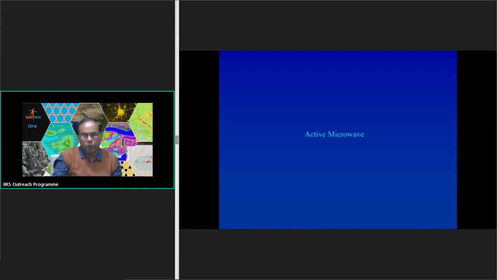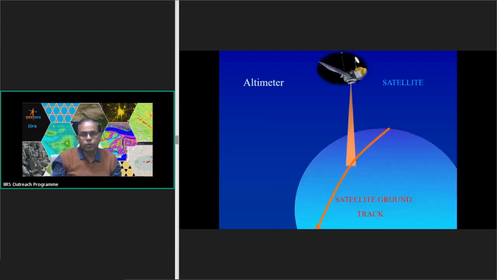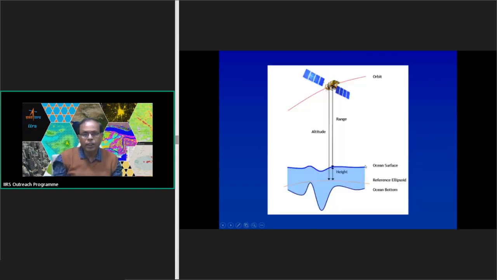Then we will go to active microwave remote sensing. First of all, we will concentrate on the altimeter. It sends a pulse to the ground and measures the return pulse, and so it gives you the height of the satellite from the sea surface. That is called range. And the height from the satellite orbit to the reference ellipsoid is called altitude. So altitude minus range will give you sea surface height.